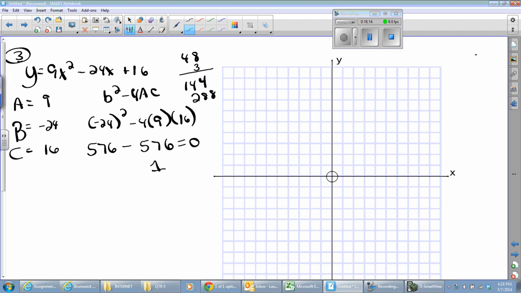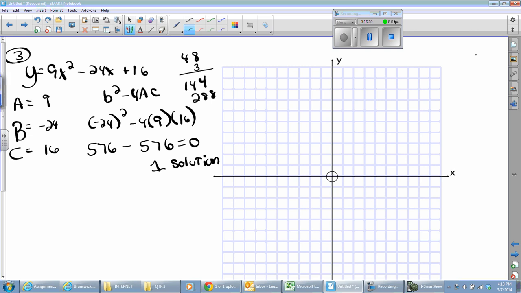There's only going to be one solution. So what's going to happen in this case is my vertex is also going to be my root. They're going to be the same point. The vertex is going to be sitting on the x-axis.